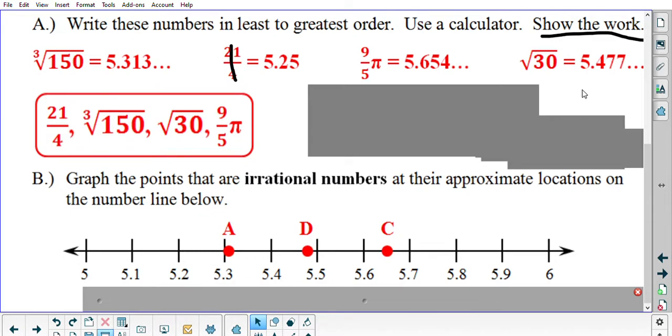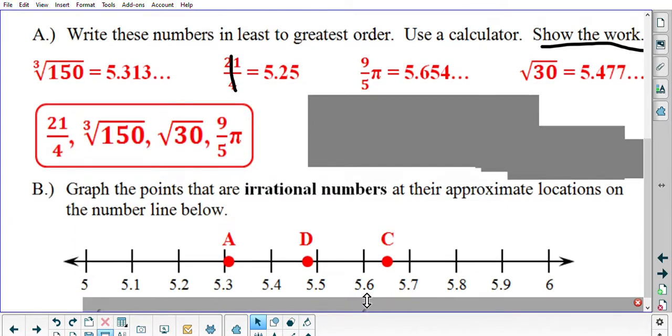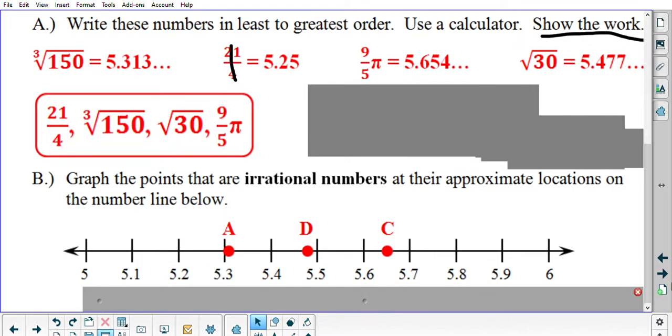Point D, since the square root of 30 was 5.47, 5.47 is closer to 5.5 than it would be to 5.4. If it was 5.41 or 5.42, then it would be close to the 5.4 hash mark. But it's 5.47, which is going to be closer to the 5.5 hash mark. That's why the dot is closer to the 5.5 than it is to the 5.4. And that's how you do part B.